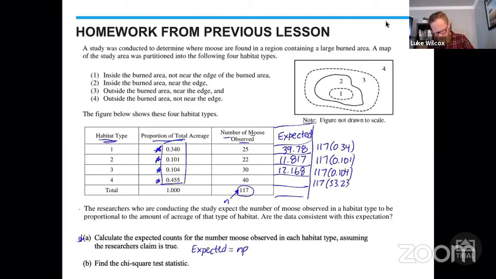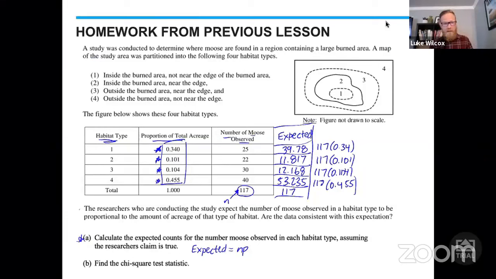Oh, I'm sorry. Hold up. Back up here. Got to multiply that by the proportion, 0.455. And the answer is 53.235. Now, one way you can check to make sure all your calculations are correct is you can add up all those expected values, and they better add up to 117 or you made a mistake somewhere. Okay, so those are our expected values.